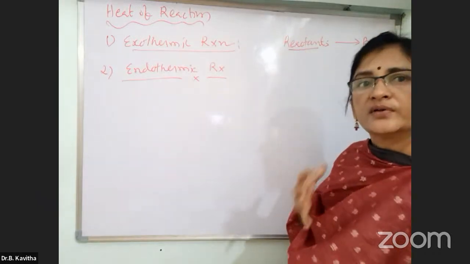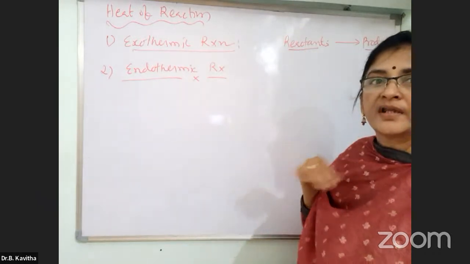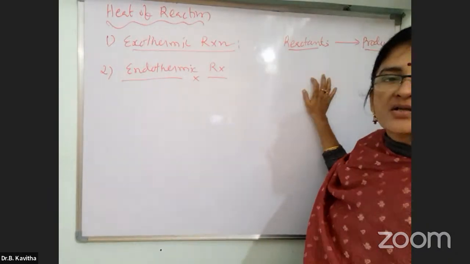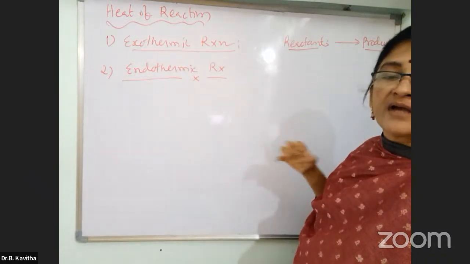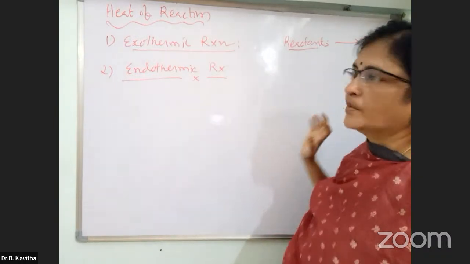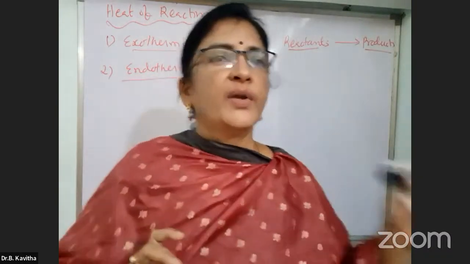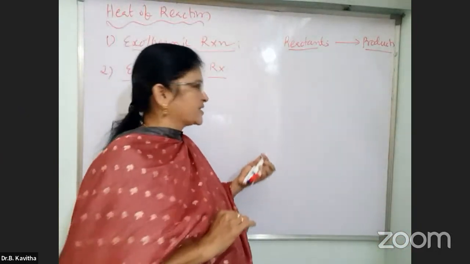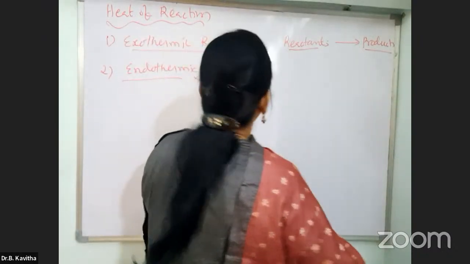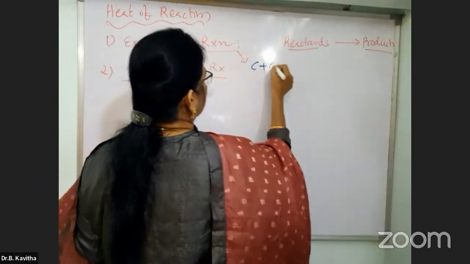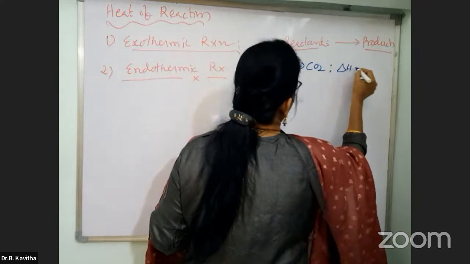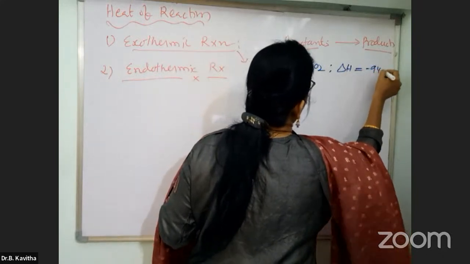Since the reactants have more energy, they release some heat energy and form products. The reactant molecules are converted into product molecules. What example can we give? Carbon plus oxygen gives carbon dioxide. What is delta H? Delta H is equal to minus 94.2 kilocalories.